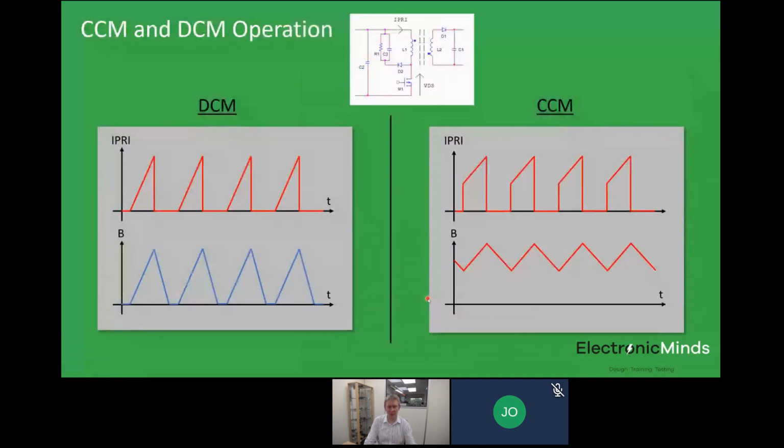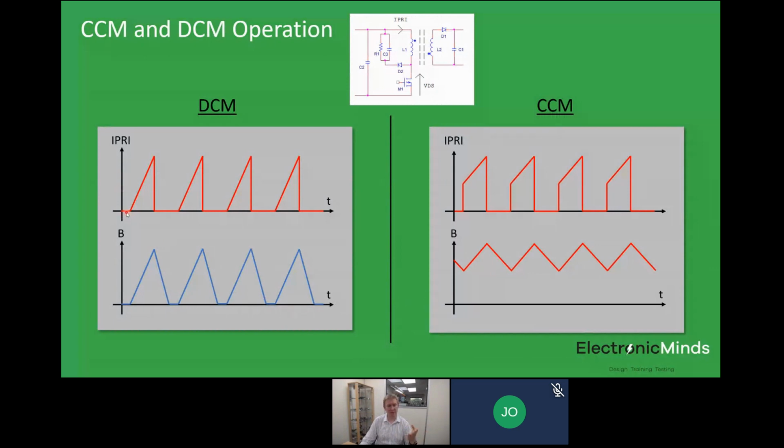A brief definition of what I meant by this CCM and DCM operation. DCM stands for discontinuous conduction mode, and CCM stands for continuous conduction mode. And it's really to do with how the energy in the transformer storage element, the magnetizing inductance, is being utilized. Those first scope plots I showed you on the previous slide were discontinuous mode operation. And that's what you can see here.